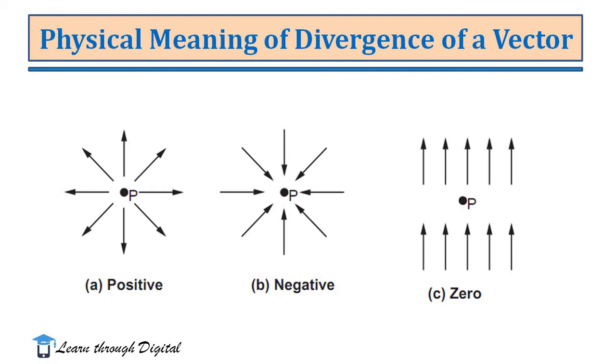The third figure, C, illustrates zero divergence at point P. That means whatever flux lines converge at point P, the same amount diverges at point P. Therefore, the divergence is zero at point P. That means there is no source or sink at point P. So, from this figure, we can understand the physical meaning of the divergence of a vector.